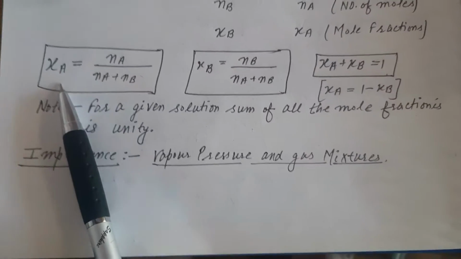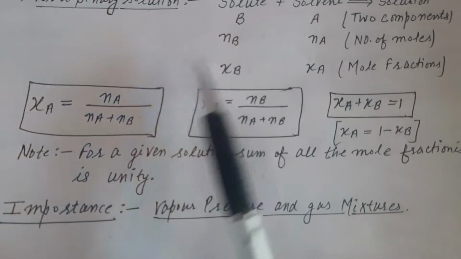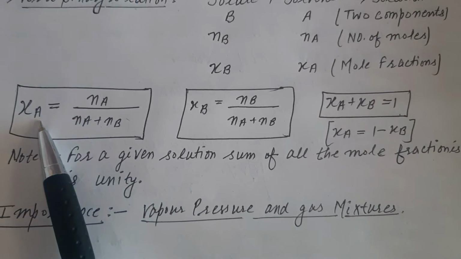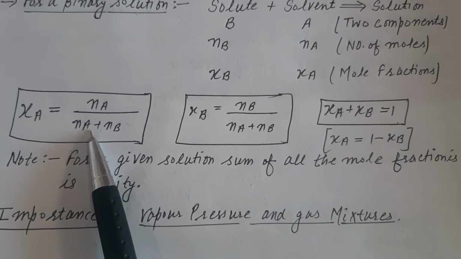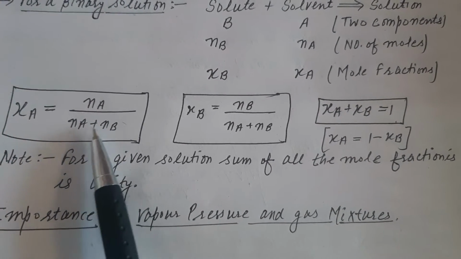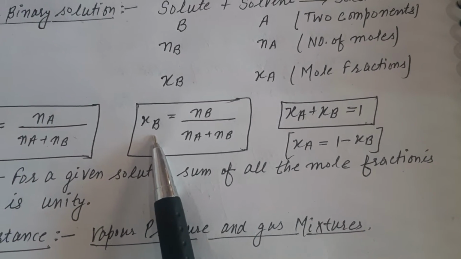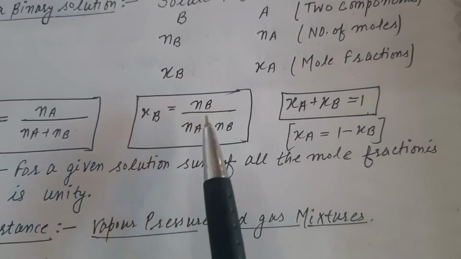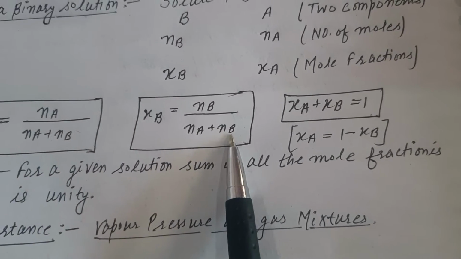So the mole fraction of component A, the solvent, is equal to the number of moles of that component, that is solvent, upon the total number of moles of both components, solvent as well as solute. Like that, the mole fraction of solute is equal to the number of moles of solute upon the number of moles of both components, solvent as well as solute.